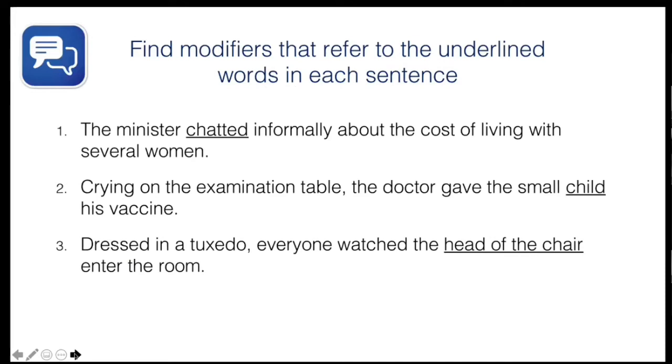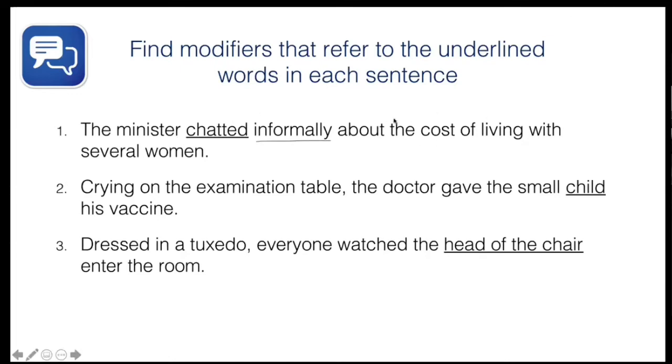Let's look at some phrases that are not as good as the previous ones. I want you to find modifiers now that refer to the underlined words in a sentence. In the first sentence, you see the word chatted: the minister chatted. What would be a modifier? Maybe the one, or maybe several, that would refer to this underlined word.